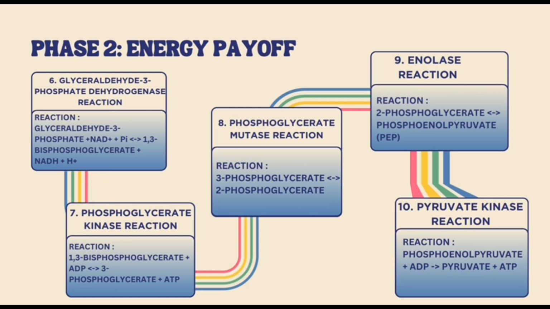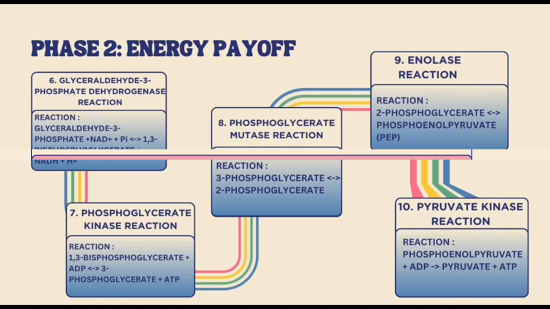Fourthly, the enolase reaction, where 2-phosphoglycerate is dehydrated to form phosphoenolpyruvate. Lastly, the pyruvate kinase reaction, where phosphoenolpyruvate transfers a phosphate to ADP, forming ATP and pyruvate.